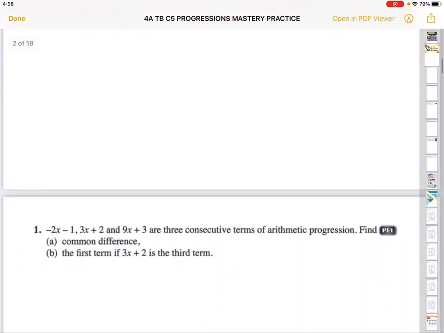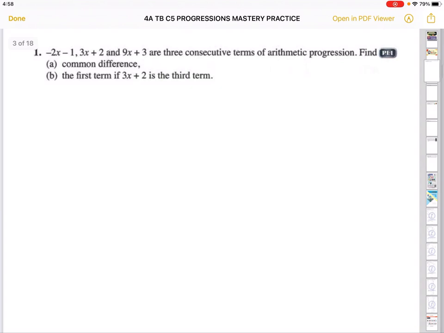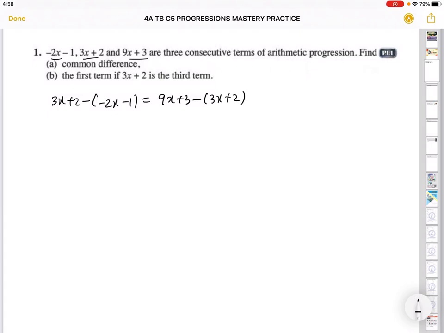And let's go straight to question number 1. Here we are supposed to find the common difference given that these are three consecutive terms of an arithmetic progression. To find a common difference, I will take the second term minus the first term, and this result equals the third term minus the second term, because in order for it to be arithmetic, the difference between two consecutive terms must be a constant. T2 minus T1 must equal T3 minus T2.